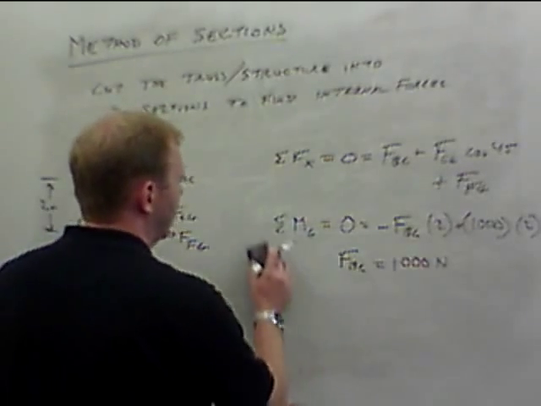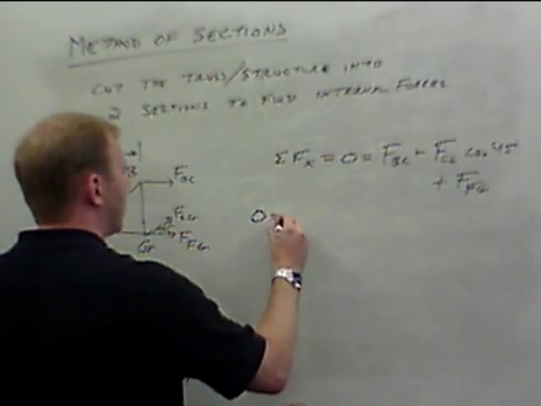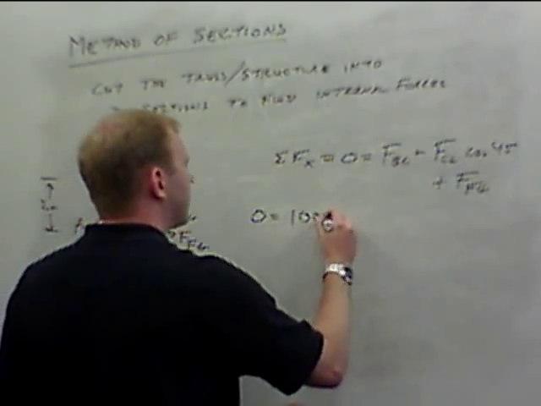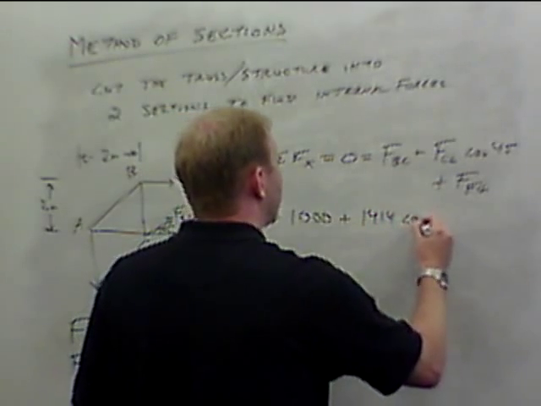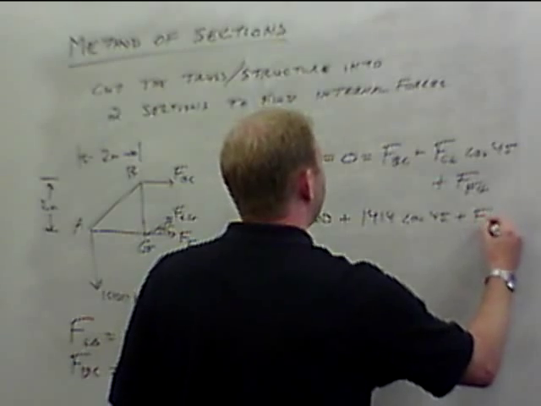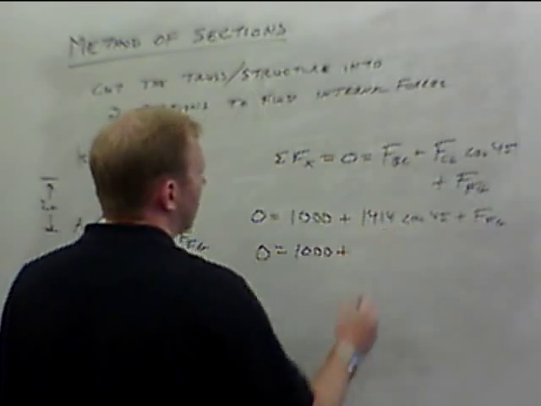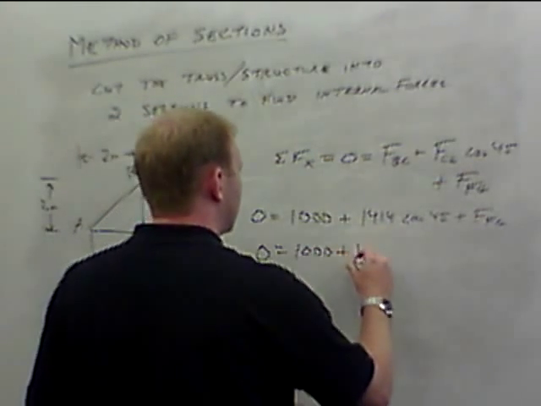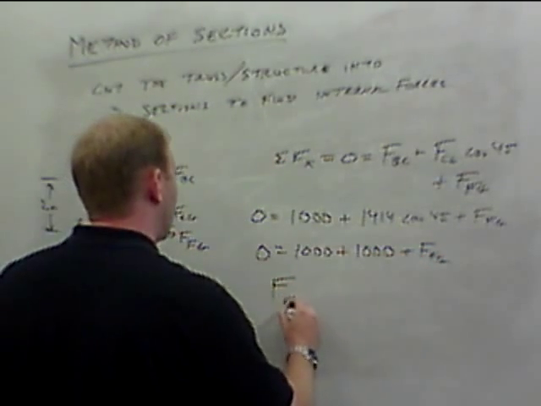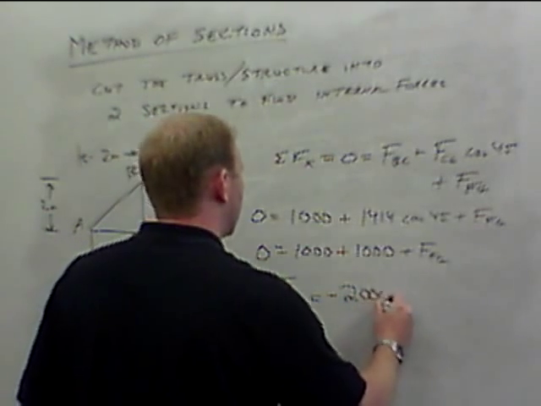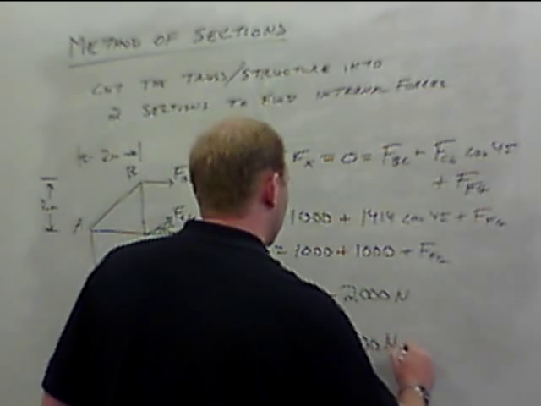So that's two of the three. Then we're left with this third one here, summation of forces in the x. So 0 equals FBC, which was 1,000, plus FCG, which was 1,414, cosine 45, plus FFG. All right, so 0 equals 1,000, plus 1,414 cosine 45 is 1,000, plus FFG. FFG is negative 2,000 newtons, so FFG is 2,000 newtons in compression.